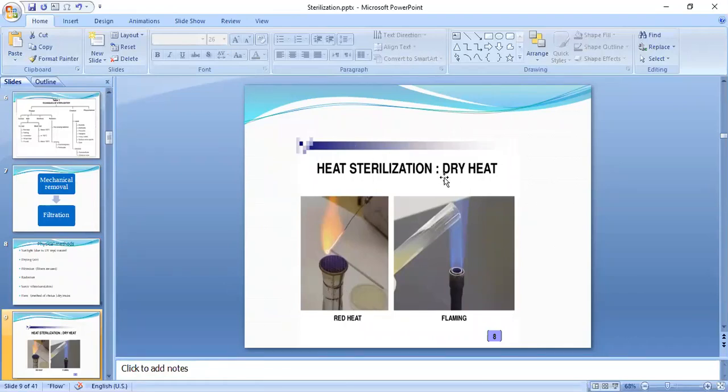These images show the dry heat method. This is the red heat. This is a Bunsen burner, and you see the red heat, while this is the flaming. A little bit of difference. This is red heat, and this is the flaming.